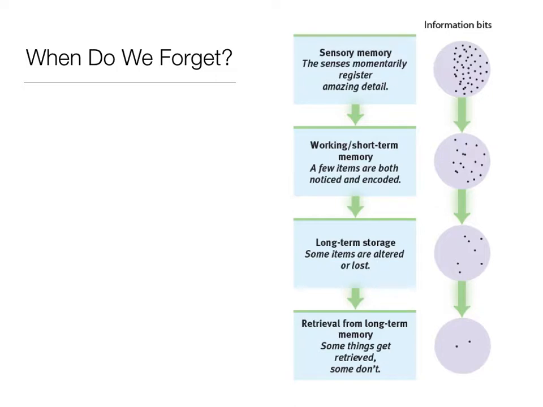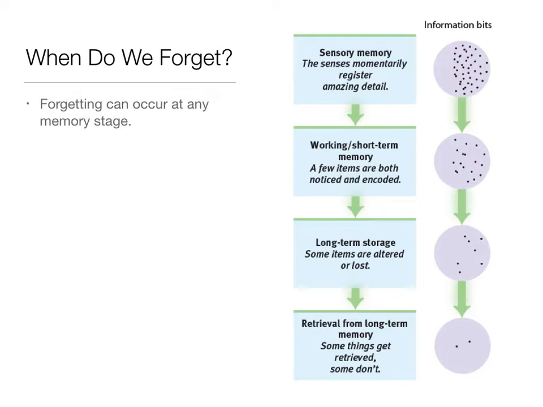So why do we forget? Forgetting can occur at any stage of the memory process. So it cannot properly get encoded. Something with sensory memory doesn't encode it properly. We're not paying attention. Something doesn't happen there. It can have a problem in working short-term memory, where things are not being noticed, not being recorded, not being put into long-term memory.